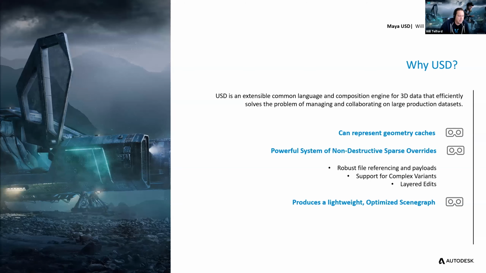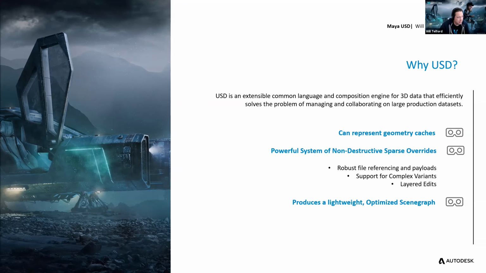So USD is an open source technology that Pixar released in 2016. And it's, at the risk of reading a slide here, an extensible common language, and a composition engine for 3D data. And there's a lot of problems in visual effects and gaming and animation where you have large data sets that you're having to manage, you're having to collaborate on these things. You're wanting to edit this data and move it around. And this USD technology really helps solve all those problems together.